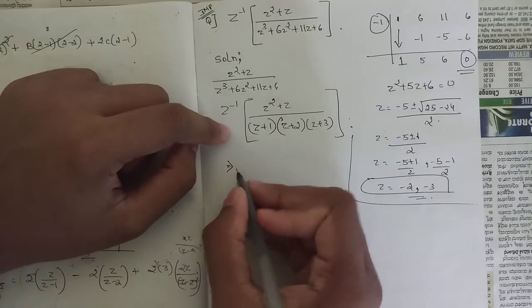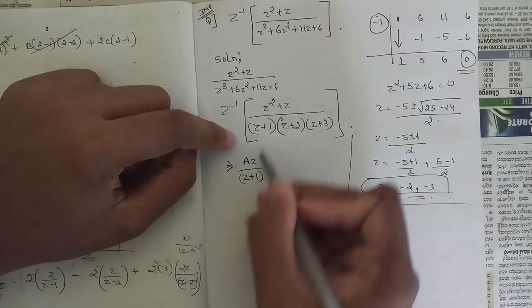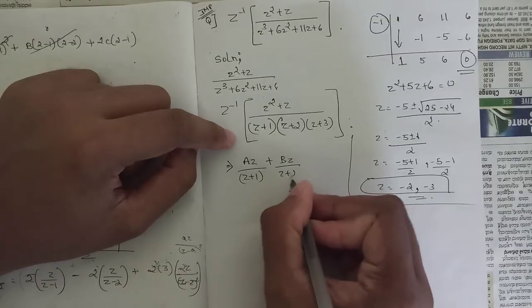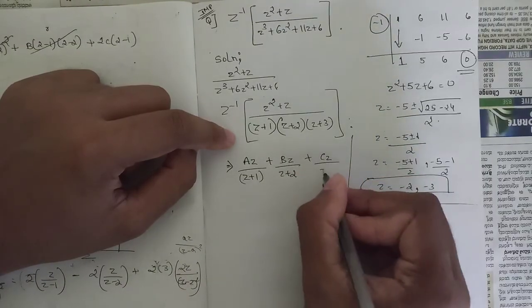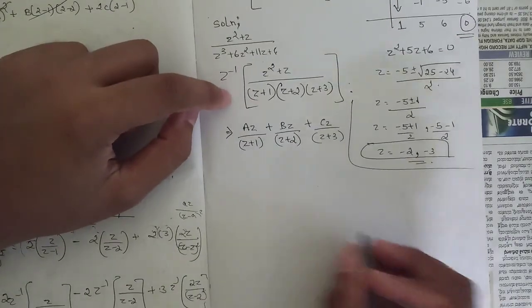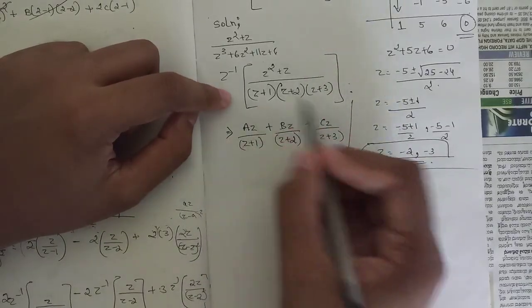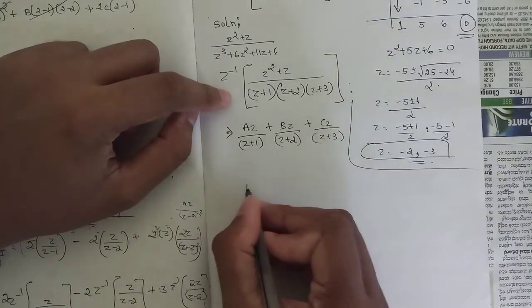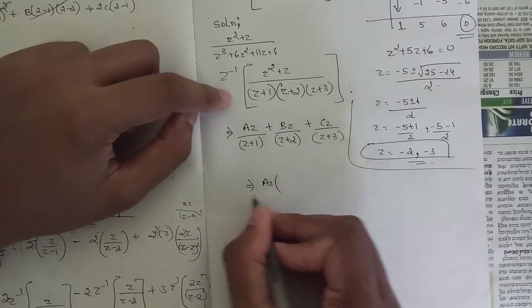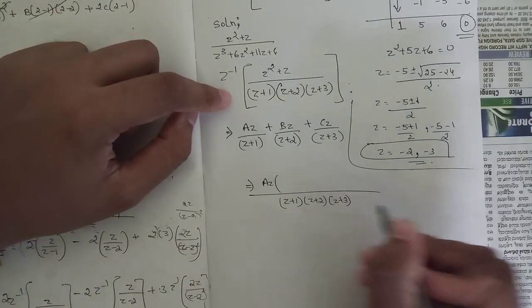So we know that the equation would be az divided by z plus 1. Since the power is 1, right, we need to multiply the numerator by z, plus bz by z plus 2, plus cz by z plus 3. Now in order to cancel these terms we need to take the LCM. So by taking the LCM, the term which we get is z plus 1, z plus 2, z plus 3.